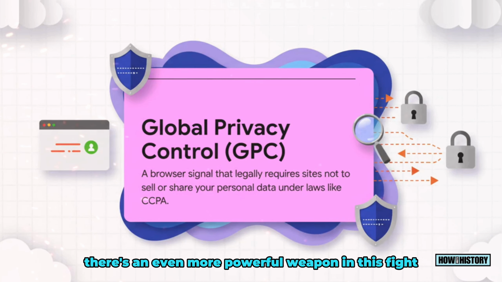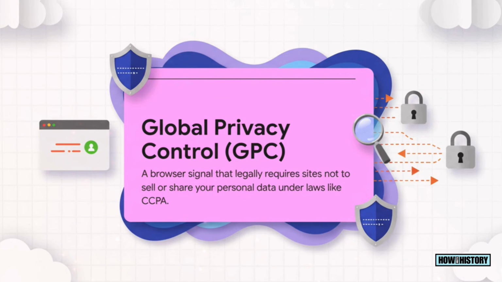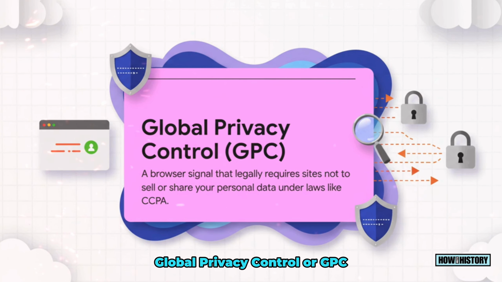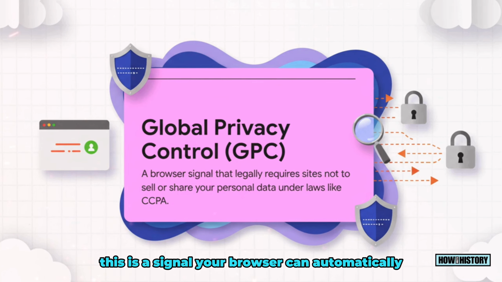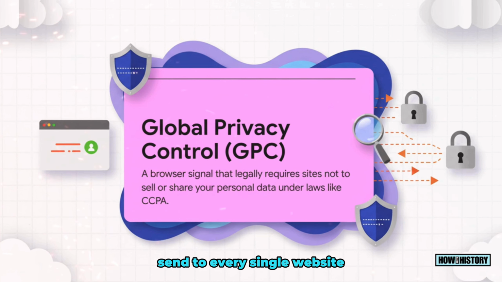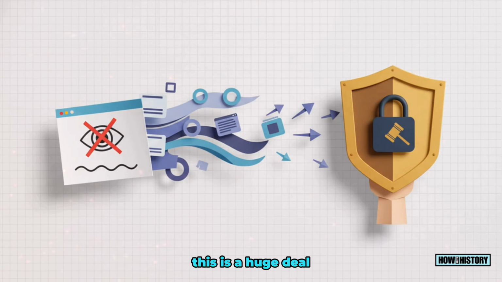And now there's an even more powerful weapon in this fight: Global Privacy Control, or GPC. This is a signal your browser can automatically send to every single website, and it's not a request, it's a legal notice. It basically says, hey, under laws like the one in California, you are legally forbidden from selling or sharing my data. This is a huge deal.